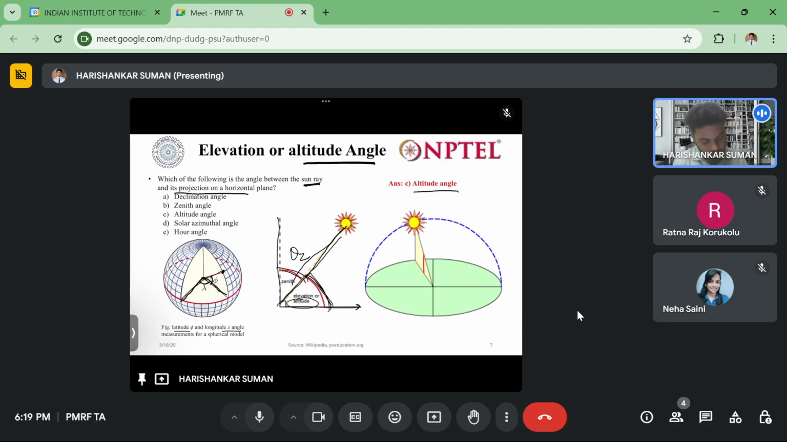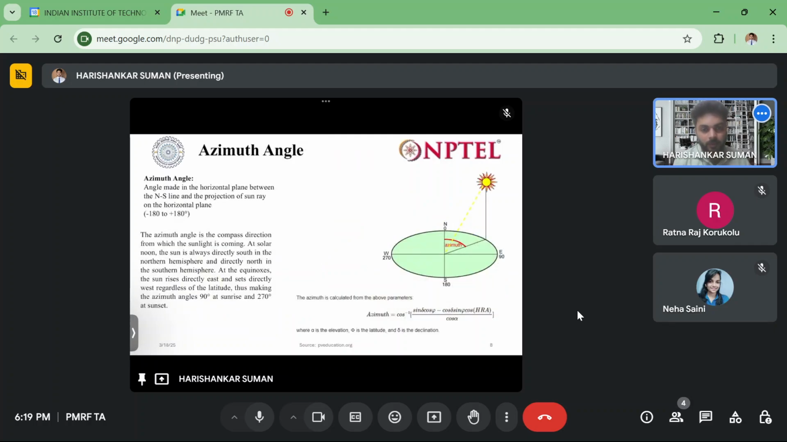Lambda is longitude, phi is latitude. Okay, another is the azimuth angle. It is the angle made in the horizontal plane between the north-south line and the projection of the sun ray on the horizontal plane. You can see here.